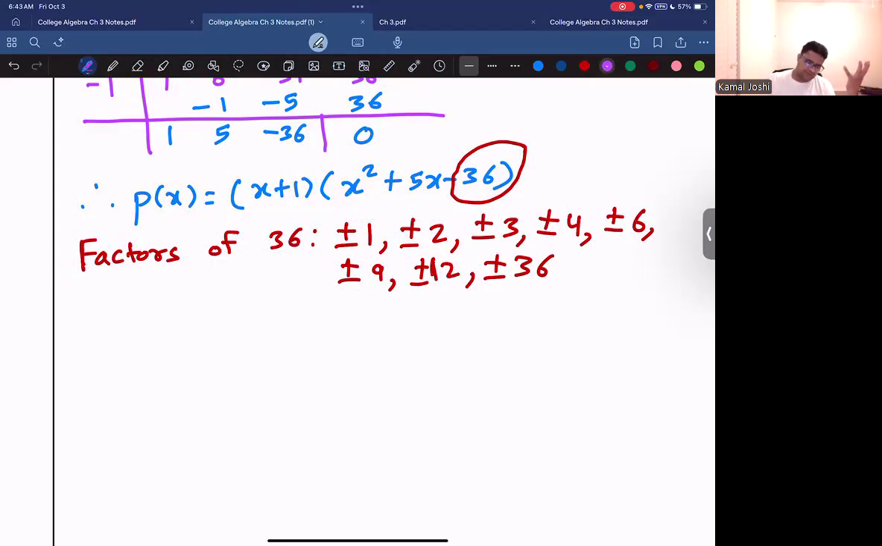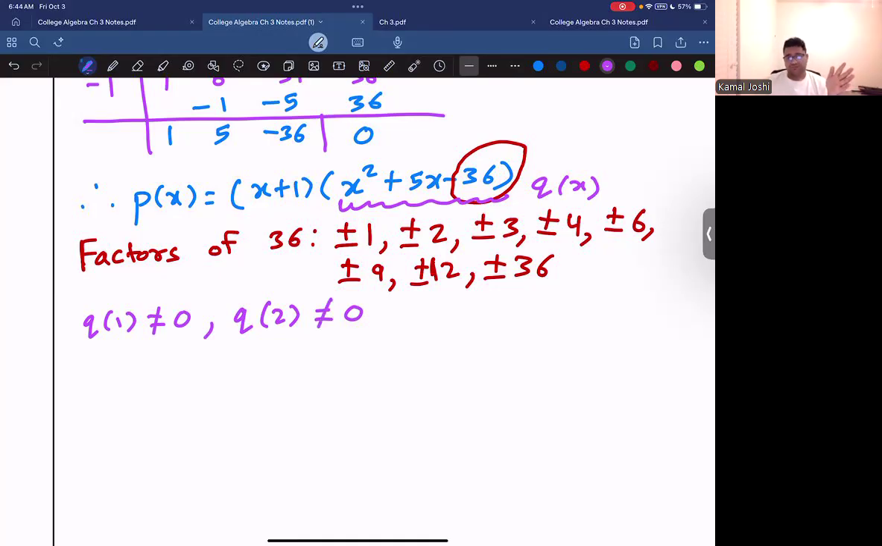Check with small numbers, okay? Like just this part of the polynomial, I'll call it q of x, let's say. So if I plug in 1, q of 1, you can very easily check it's not 0. Basically, I'm going to find out when it is 0. If you plug in 1, it's going to be 1 plus 5 minus 36. That's not 0. Actually, you can very easily check 2 is also not 0. Because if you plug in 2, at the most, you are going to get 4 plus 10, right? 4 plus 10 is 14, but you are still subtracting 36. That doesn't make it 0.